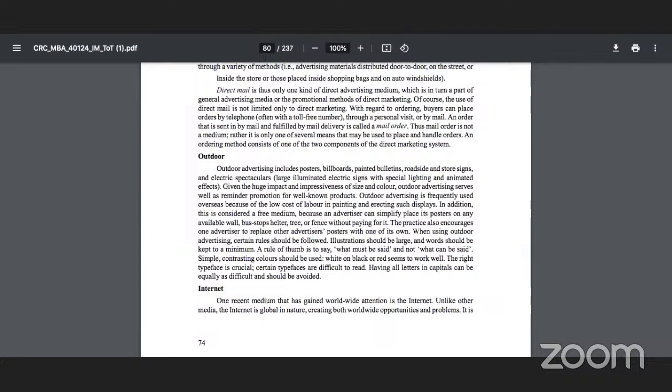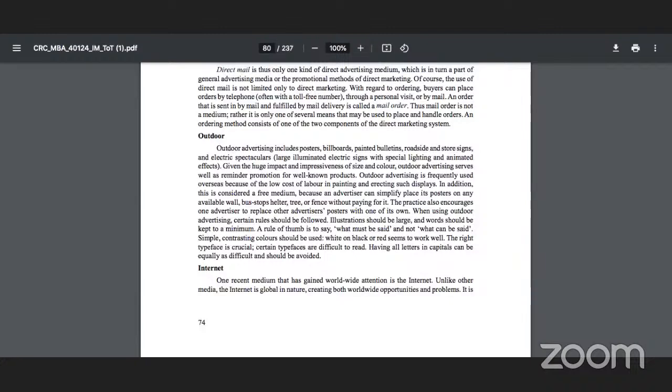Now this is something that all of us are highly familiar with. So outdoor advertising includes posters, billboards, painted bulletins, roadside and store signs, electric spectaculars, that is the large illuminated electric signs. They are having a huge impact on the consumers or potential buyers. The reason is because of their option in terms of size, color, lighting, and they're set also in very, very strategic points where they're highly visible to potential buyers.